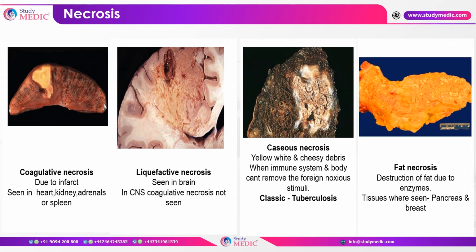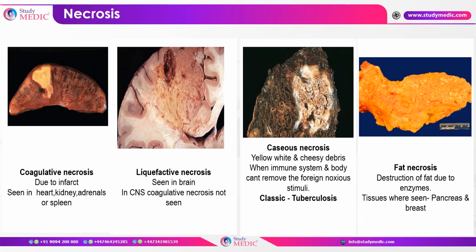Coagulative necrosis is commonly seen due to infarction, and it is seen in solid organs like the heart, kidney, adrenals, or spleen. Whenever the organ undergoes coagulative necrosis, the part which has undergone it feels hard to touch, and the organ usually maintains its shape. Here this is seen in the kidney, and you can see the typical shape of the kidney. This part has undergone coagulative necrosis.